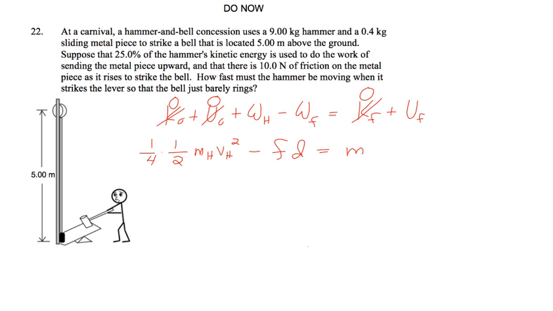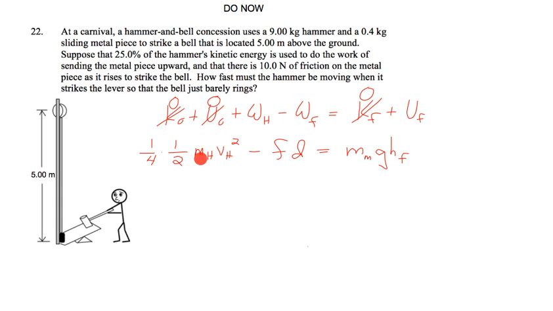So I should probably put another variable as a subscript so I can identify the difference between my two masses. And so that's going to be mg times the final height. Now the unknown in the problem was how fast must the hammer be moving, so my unknown is this variable right there. So the rest is just algebra.